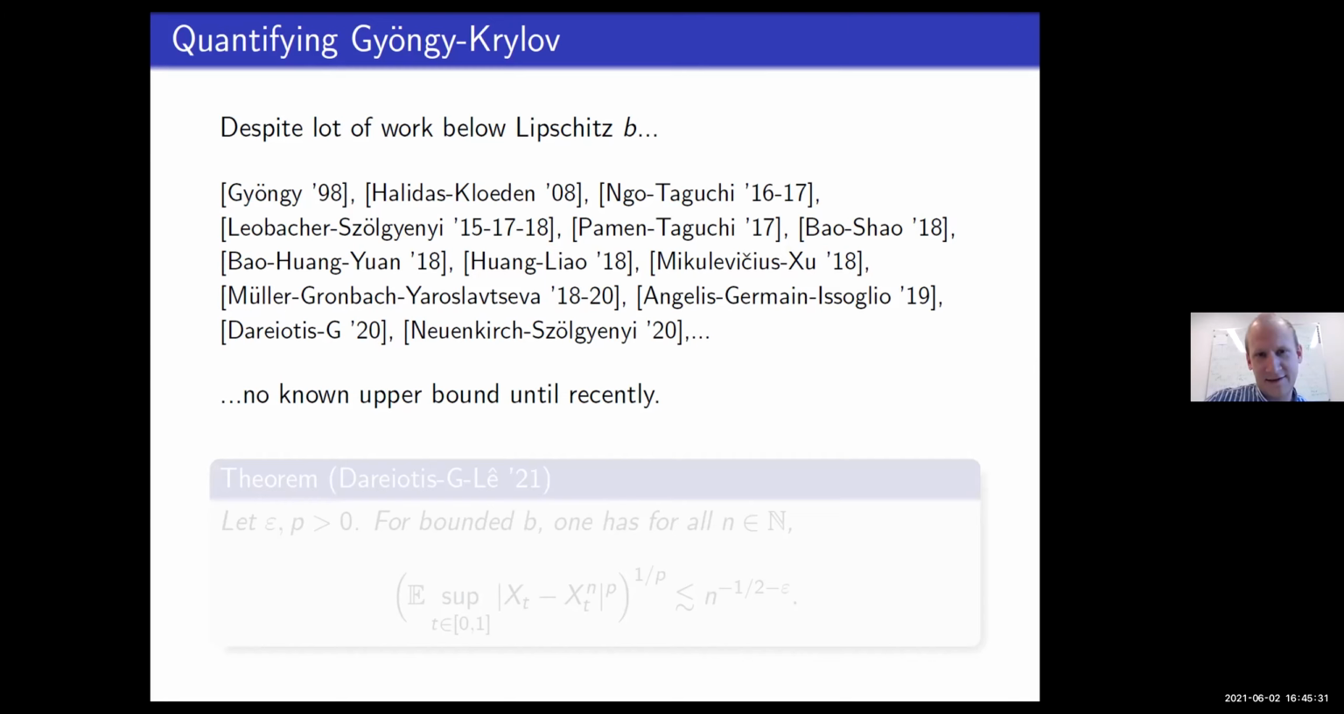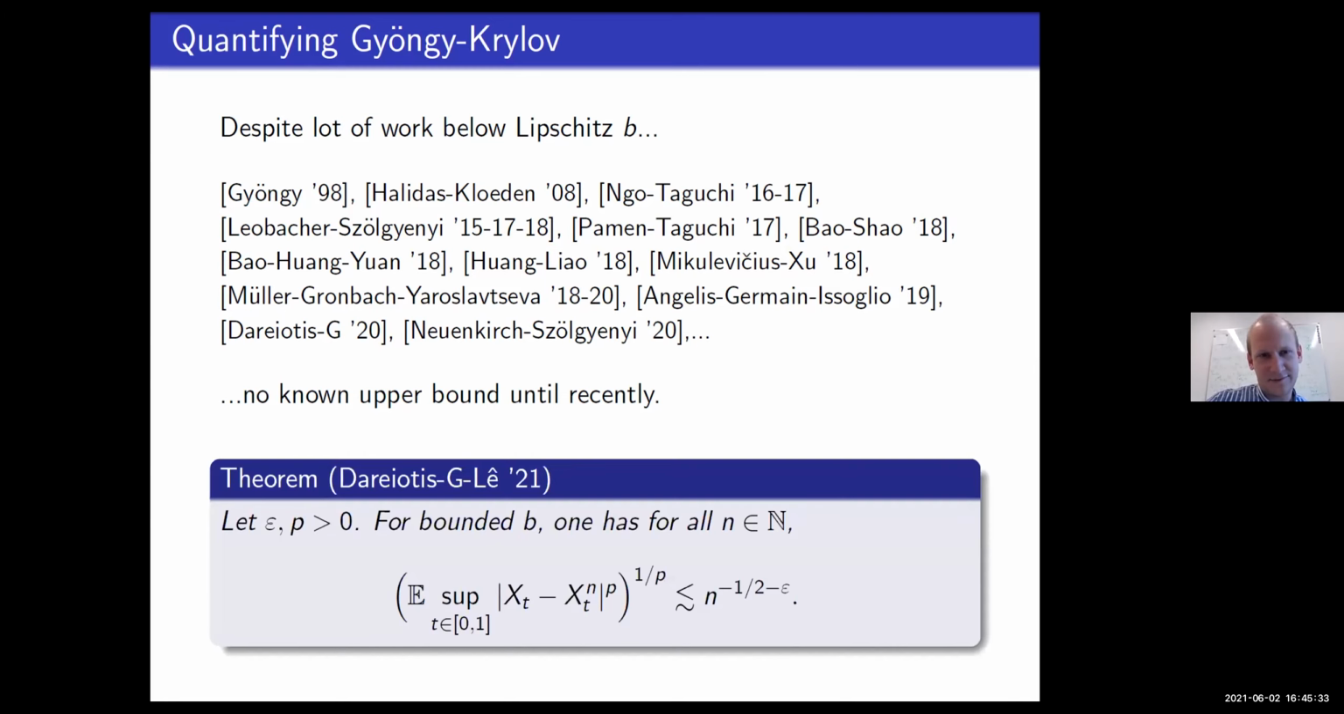until recently, and so this is work with Konstantinos Dareiotis and Máté Gerencsér, where we show that the rate of convergence is 1/2, which is not only an upper bound, it's the upper bound, because this is known to be optimal. In fact, I will get back to the optimality a bit later.